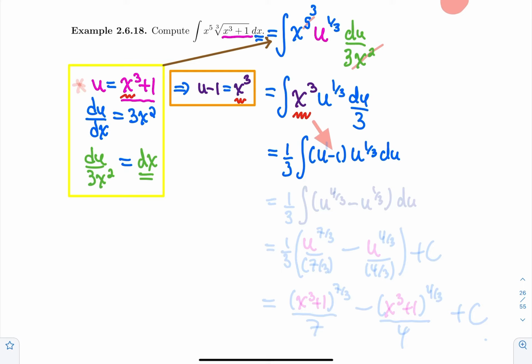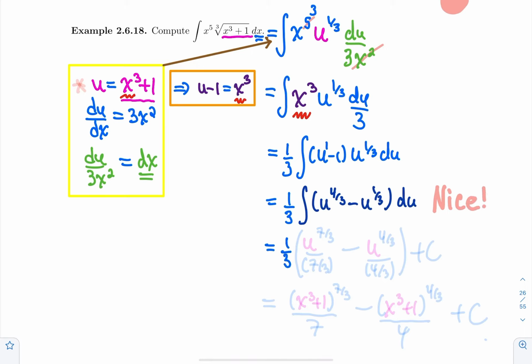Let's introduce the u to the power 1/3 inside. So you have 1/3 times the integral of u to the power 4 over 3, so here I'm just multiplying my powers, 1 plus 1/3 is 4/3, minus u to the power 1/3. I'm not integrating here, I'm just distributing the u to the power 1/3. And now I have my pure integral with respect to u.